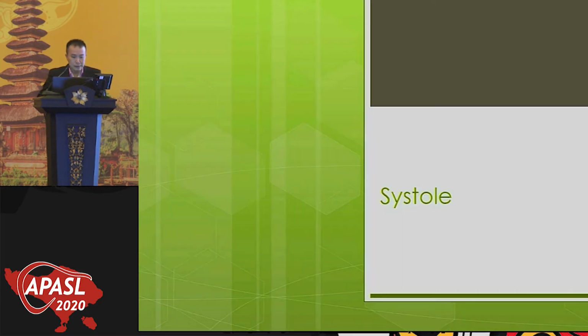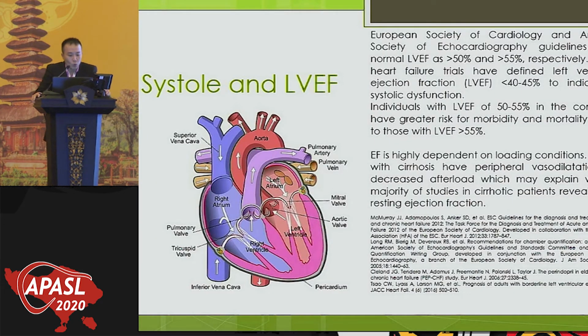Now, systole is the phase of the heart where we see the ejection of blood from the ventricles, and ejection fraction is very important. That's the measurement, as a percentage, of how much blood the left ventricle pumps out with each contraction. If you've got an ejection fraction of 60%, that means 60% of the total amount of blood in the left ventricle is pushed out with each heartbeat.